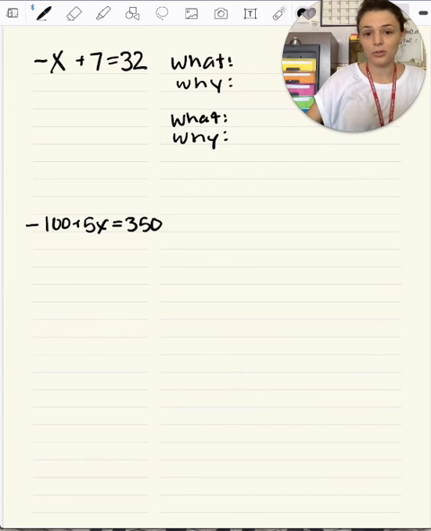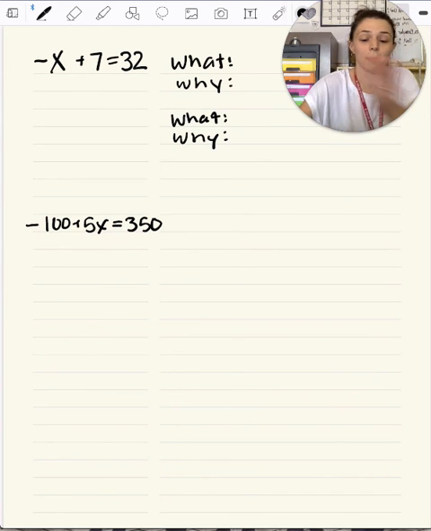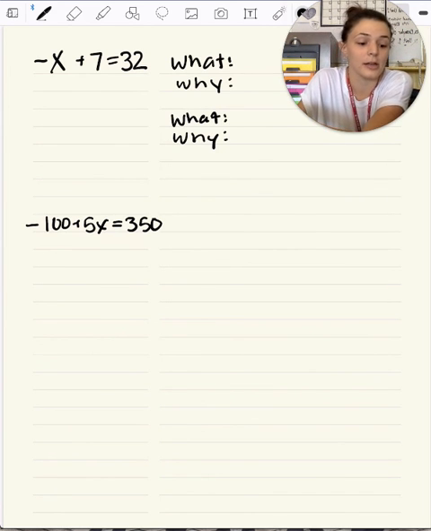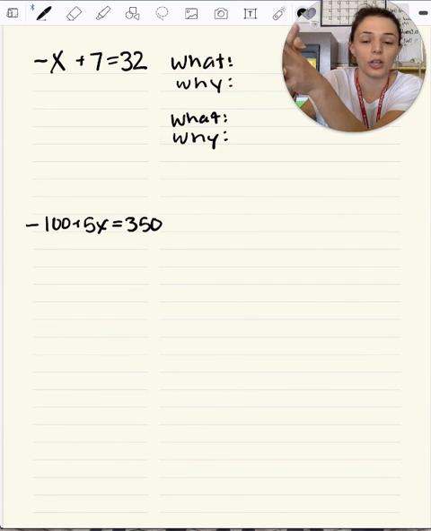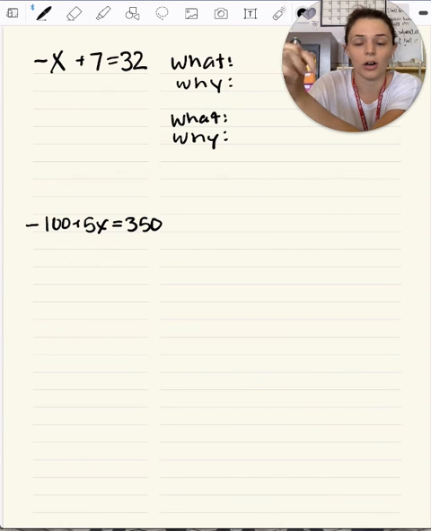When you're done with those two practice problems, you'll take a picture of the notes that you just copied, plus these practice problems, and submit those pictures onto the assignment on the Google Classroom.